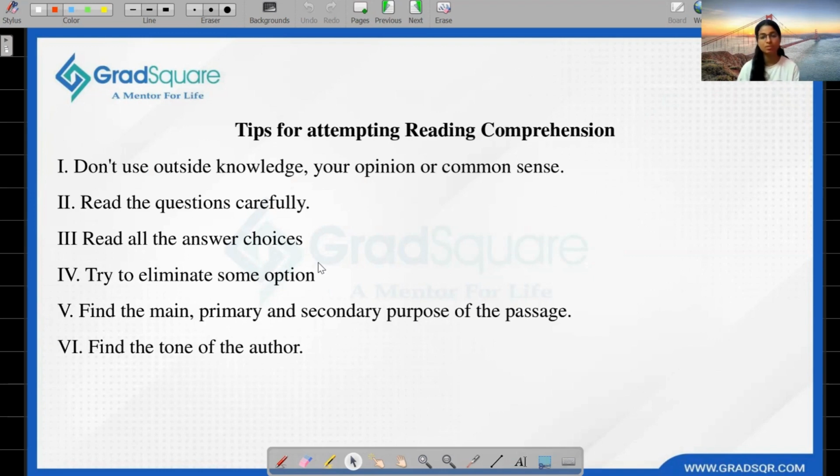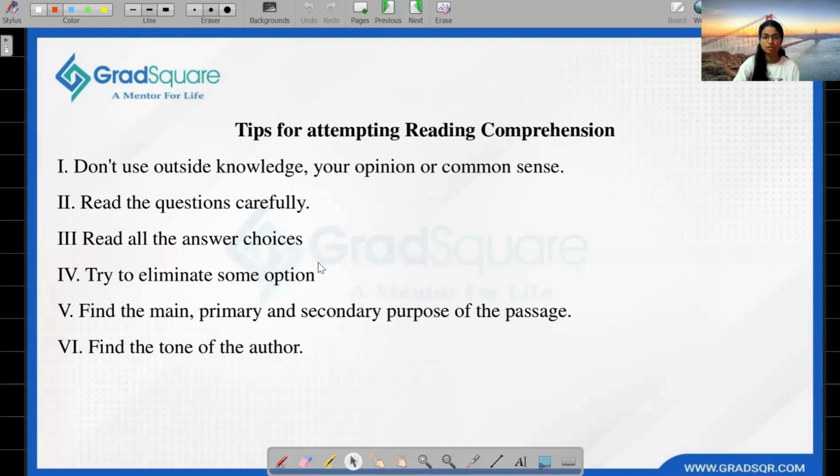Try to eliminate some options. In case you aren't able to arrive at the answer to a particular question, at least you can try to narrow down your choice by eliminating some options which you know are definitely incorrect. It's very unlikely that you will be confused among 4 or 5 options, right? Usually you can easily eliminate 2 or 3 options, after which, if you make a blind guess, then there is a 50% chance of selecting the correct answer. So make sure you use this particular tip. Let's move on to the final tip for today.